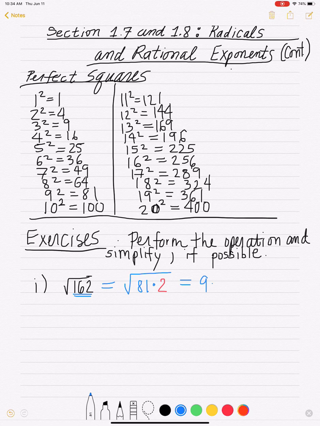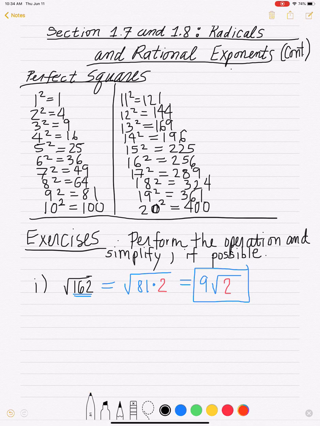I leave the radical, square root symbol, and 2 doesn't get out of jail because he's not a perfect square. 2 has to stay in jail because he is not a perfect square. So 9 times the square root of 2 is going to be our reduced answer. Or we could say 9 square roots of 2.